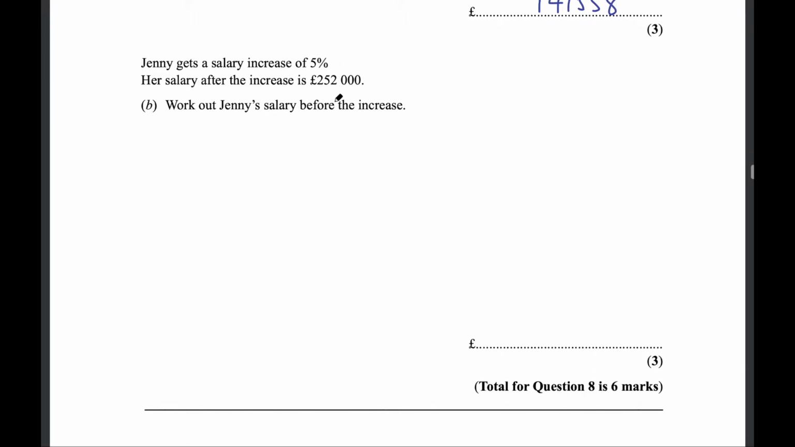Part B says Jenny gets a salary increase of 5%. Her salary after the increase is 252,000. Work out Jenny's salary before the increase. So the strategy here for a calculator paper, I would suggest that the most straightforward method is to say, well, if I've had a 5% increase, that means I'm now getting 105% of what I was originally earning. So this 105% equals what Jenny is earning now, 252,000.